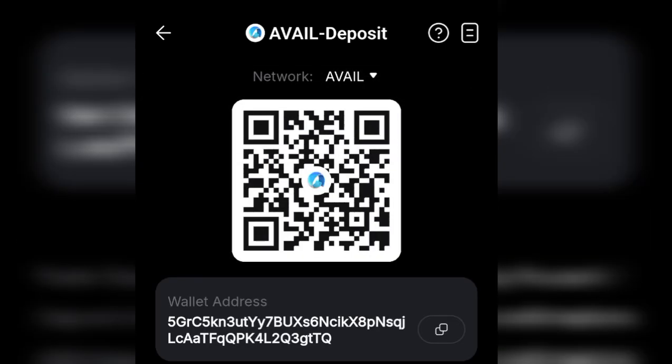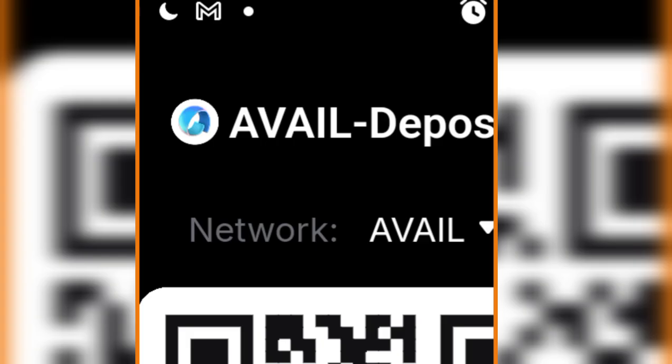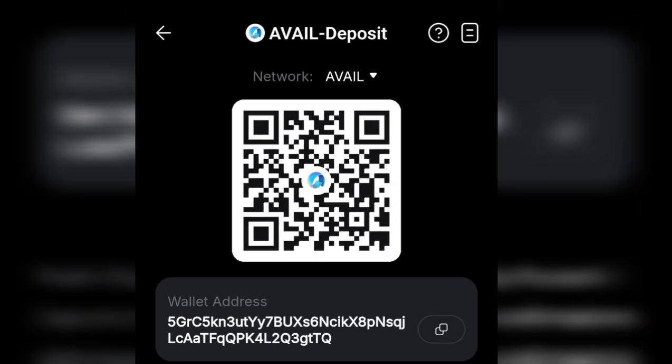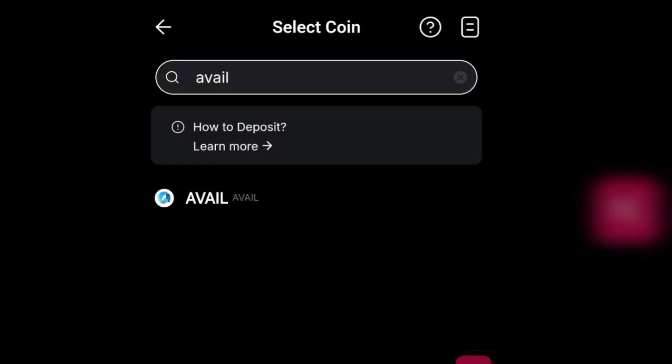I'm trying to get the actual deposit network, and all it's showing me, as you can see here, is that the network is Avail. So that means that this is good. This is actually good, people. That means you would make a lot of profit if you actually take this trade.